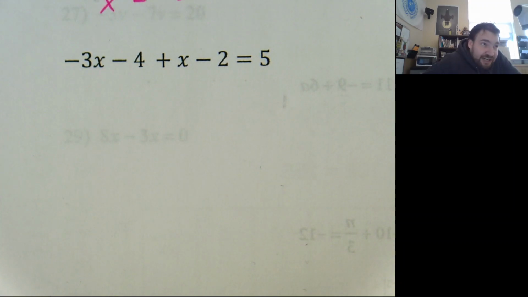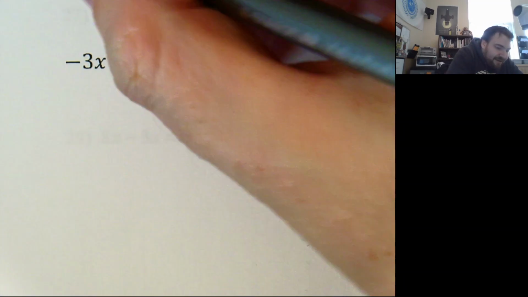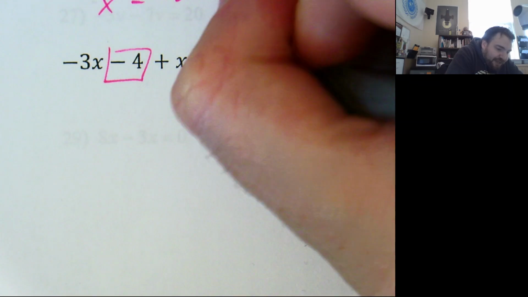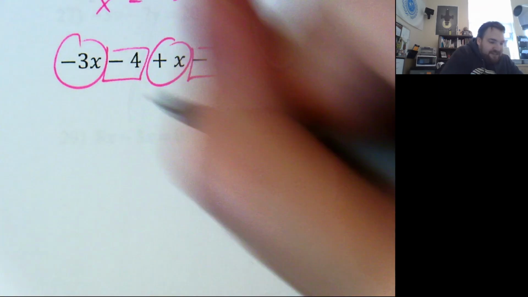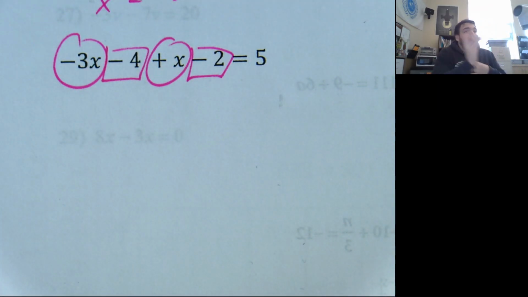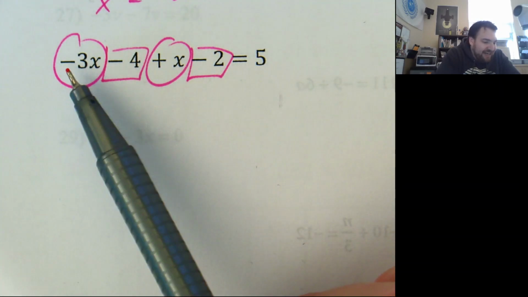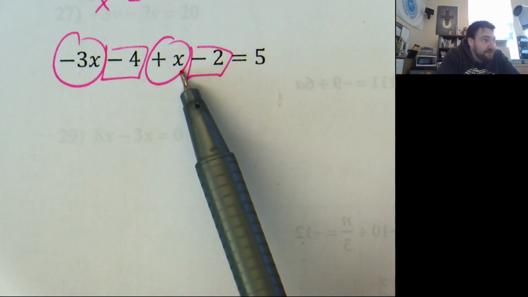Jackson, I want you to take a look at the screen, and I want you to tell me what the like terms are. Negative 4 and negative 2, you betcha. Someone else, what is the other set of like terms here? Yes, Juno. Negative 3x and positive x. So I've got 2 sets of like terms here. So let's combine those 2 sets of like terms. What is negative 3x plus x?